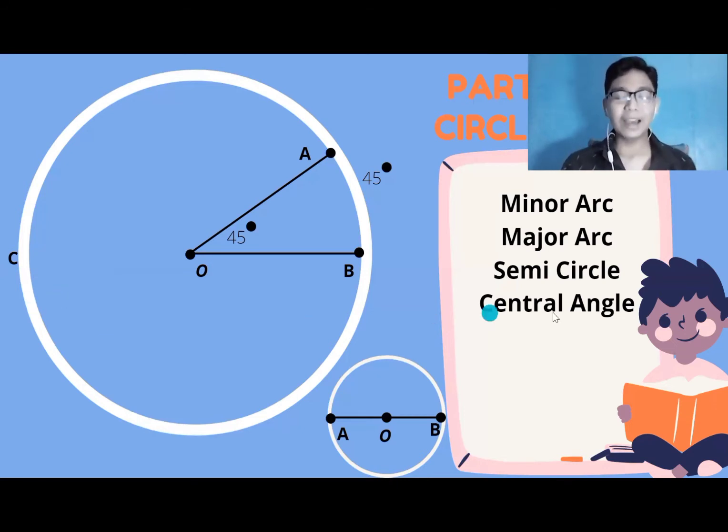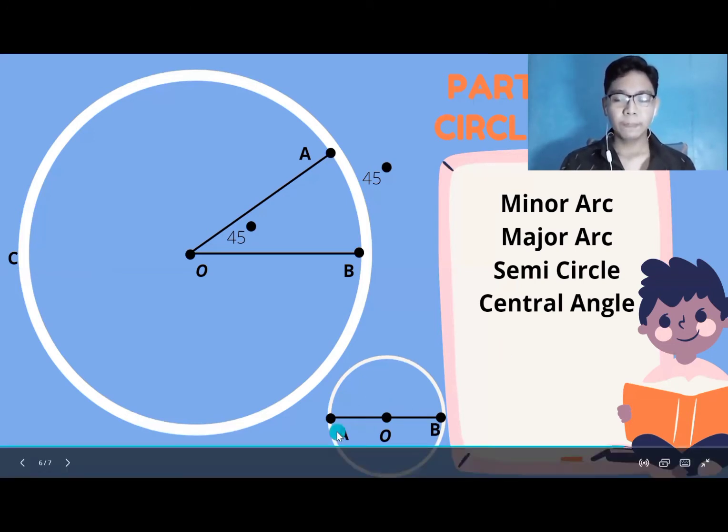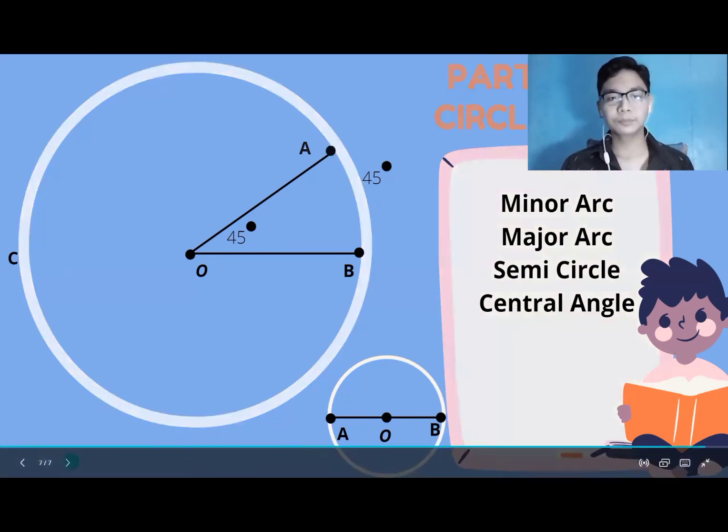And lastly, we have the semicircle. The semicircle basically forms 180 degrees. So it basically splits the circle in half, which is shown right here. It is split in half, so basically it is 180 degrees. Now we will move on to solving the parts of the circle which involves the minor arc, major arc, semicircle, and central angle.